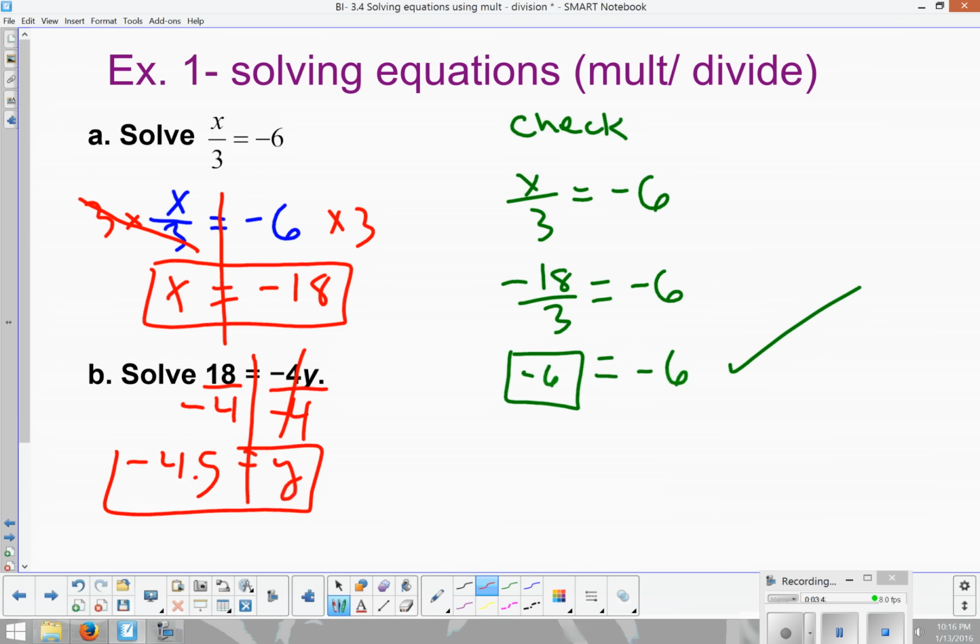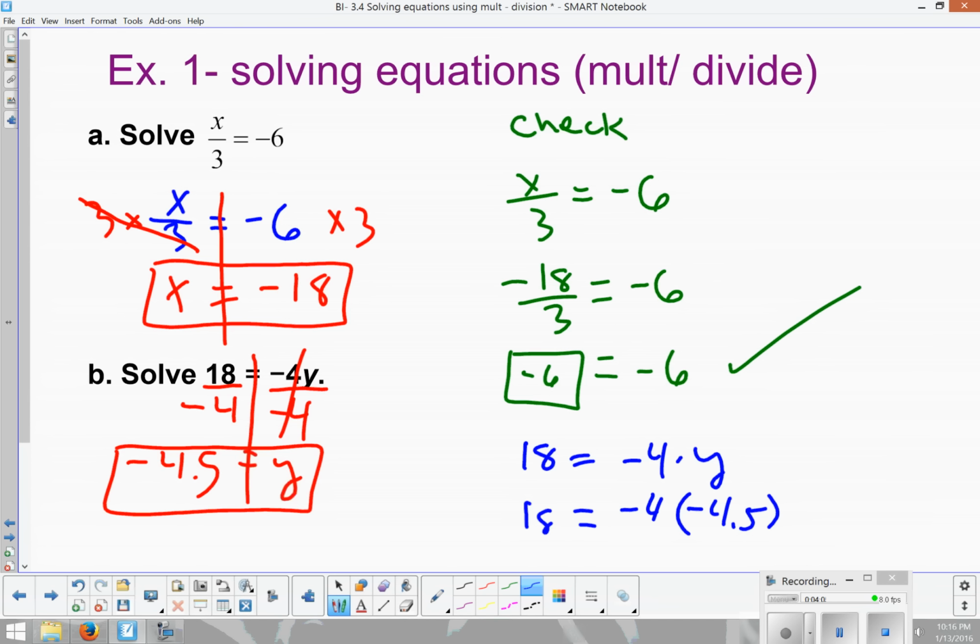So now again, you can use the check method right here. I'm going to go ahead and check it right here on the right side. It says here 18 equals negative 4 times y. So what is y? Y was negative 4.5. Then we're going to times that by negative 4. Does negative 4 times negative 4.5 equal 18?